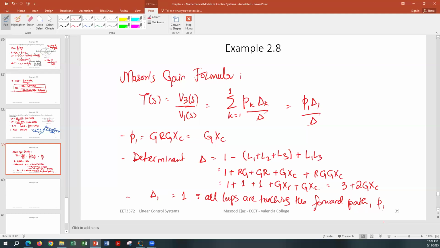So now through Mason's gain formula, it's very easy. I'm just going to write it down here. I'm not going to go into the next slide. So this is going to be P1, which is G times X_C, times 1 divided by 3 plus 2 G times X_C. And that is the transfer function of this system.